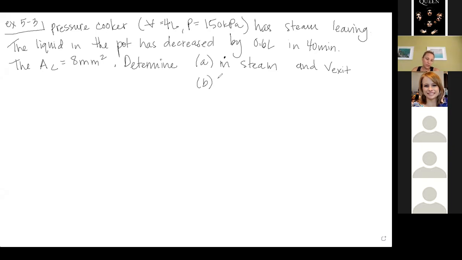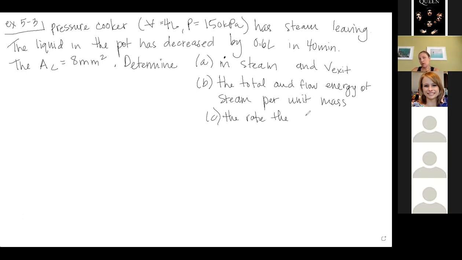B, the total and flow energy of steam per unit mass. And C, the rate the steam leaves the pressure cooker.